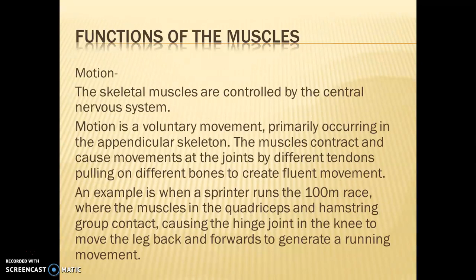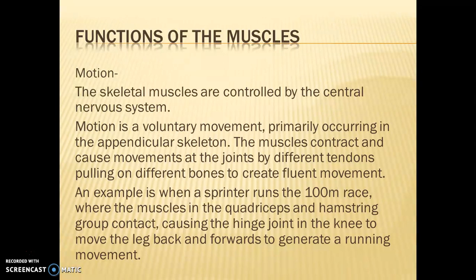Motion. The skeletal muscles are controlled by the central nervous system, which controls the motion of the body. Motion is a voluntary movement. It primarily occurs in the appendicular skeleton, where the limbs of the body are located so movement can occur. The muscles contract and cause movements at the joints by different tendons pulling on different bones to create fluid movement.